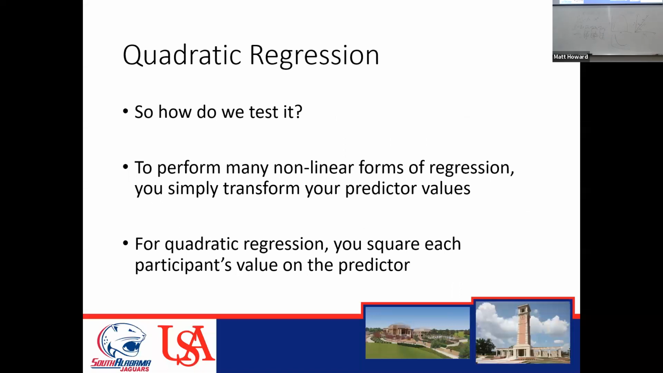Okay. So how do we test it? For many nonlinear forms of regression, you simply transform your predictor values. For quadratic regression, you simply square each participant's value on the predictor. So once again, for many nonlinear forms of regression, you just transform your predictor values, and for quadratic regression, we're just going to square them.